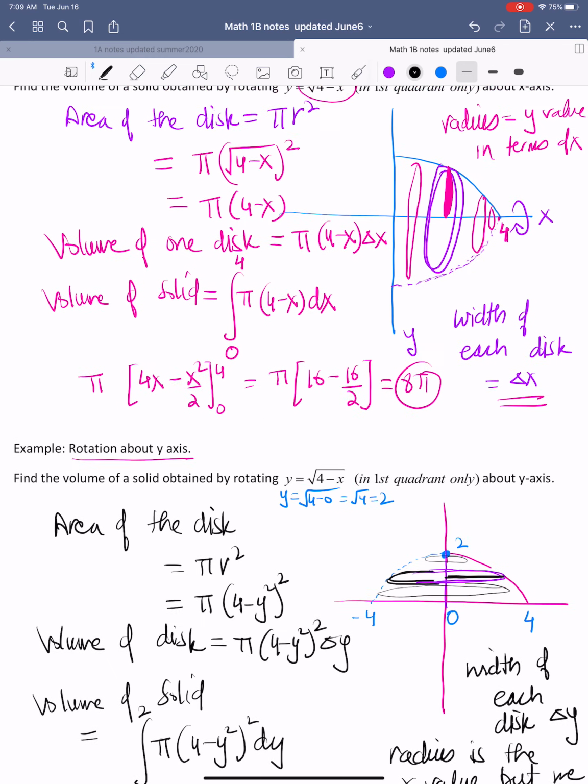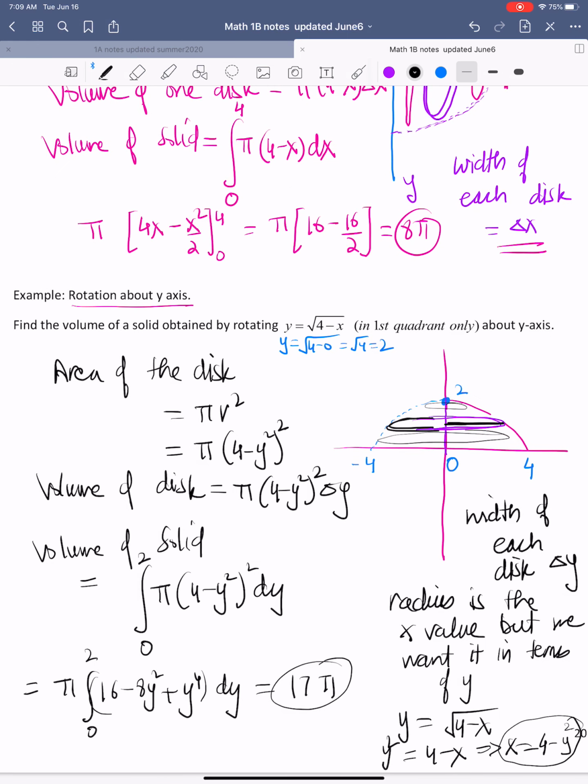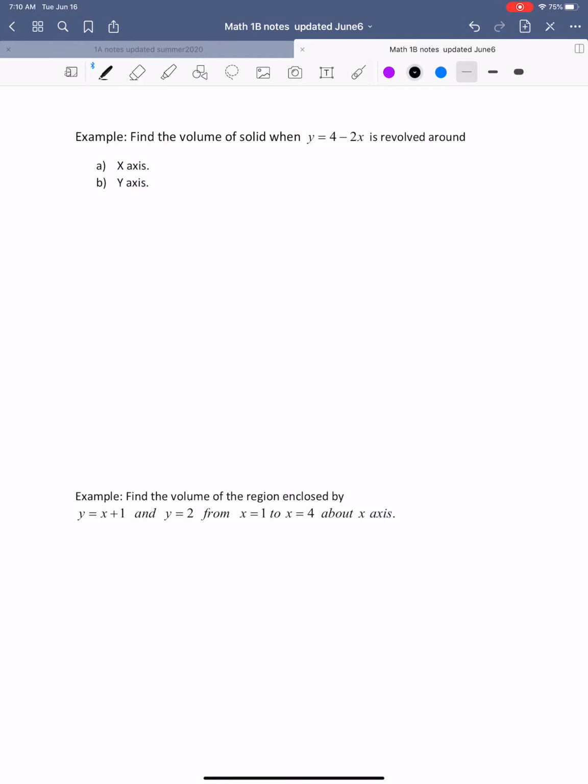All right, so we rotated the same curve about the x-axis and rotated the same curve about the y-axis. You notice the volumes are not the same. So you're not going to get the same volume because you rotated about the x-axis or the y-axis. Okay. All right, the next example we are going to look at: find the volume of the solid when y is equal to 4 minus 2x is revolved around the x-axis, and then we want to revolve it around the y-axis.